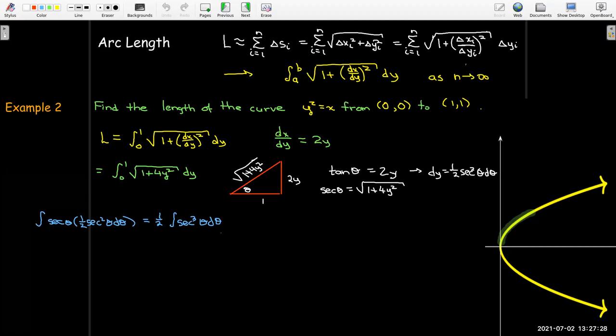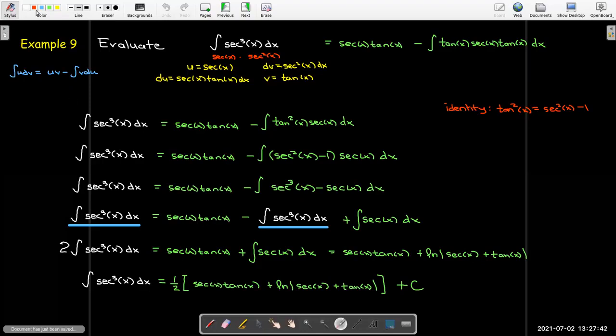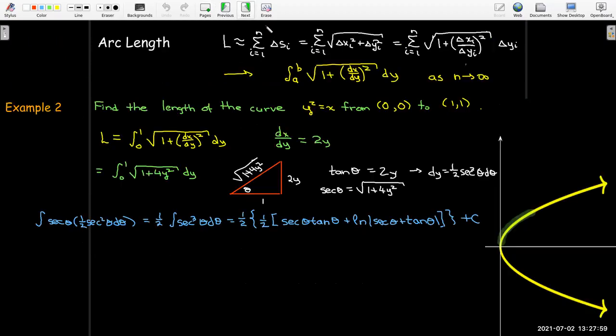So let's review back to that slide from integration by parts. How do we find the antiderivative of secant cubed theta? We have to do integration by parts, use some trig identities, but in the end, the antiderivative is half, in brackets, secant tangent theta plus natural log of the absolute value of the sum secant theta plus tangent theta plus c. So I'll just use that as a formula and change that back to y.